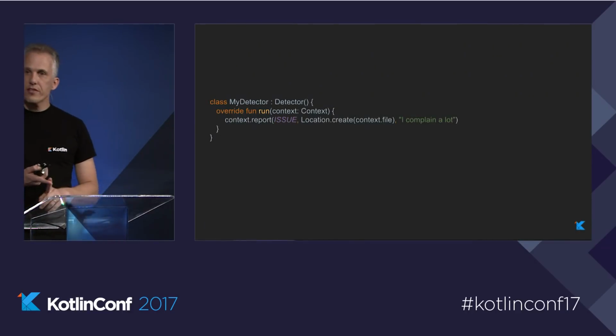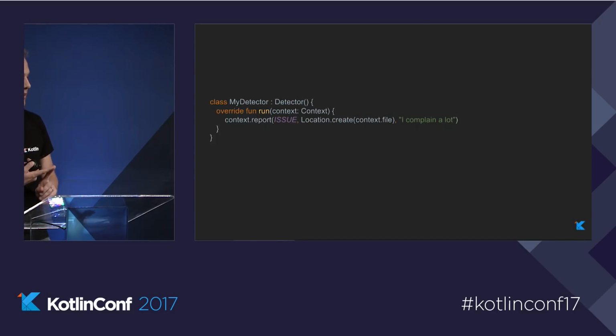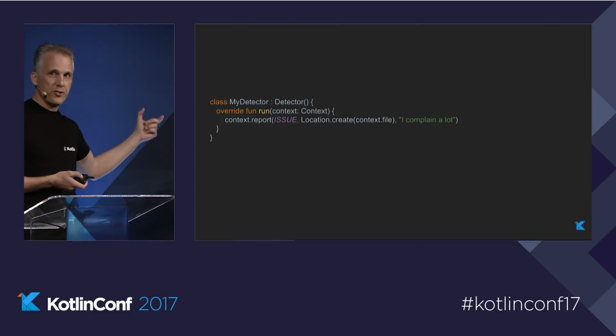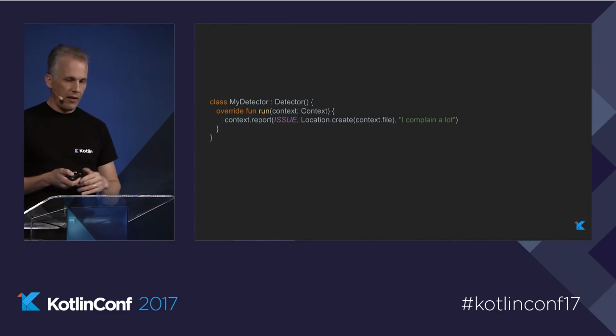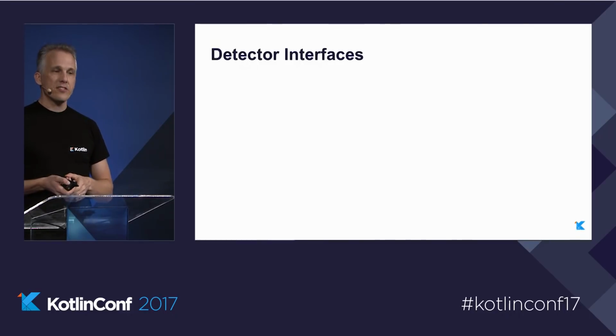So here's the simplest detector there is. It basically runs on all manifest files. Manifest files because in our issue registration, that's the scope we reported. And it'll unconditionally report an error for this file with this message. No one does that, though.